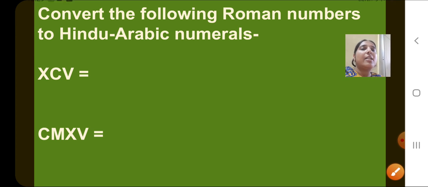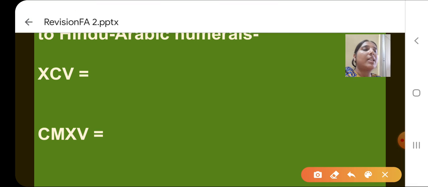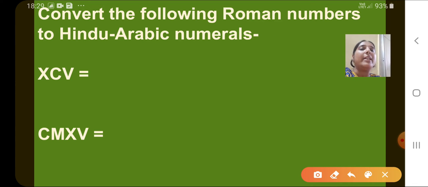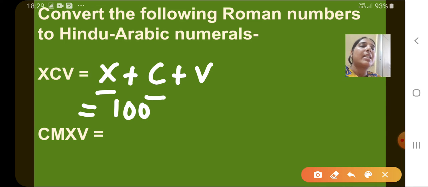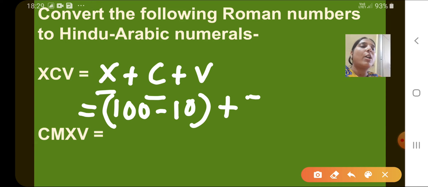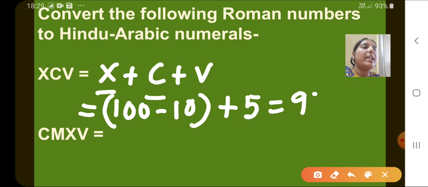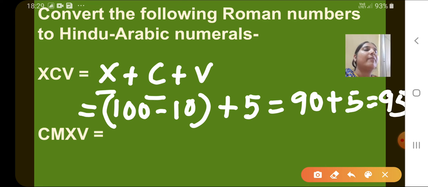Okay, now let's see some more examples. First this number is XCV. Let's write them separately: X plus C plus V. There you can see the smaller unit is coming to the left of the greater value. So what does it mean? This will become 100 minus 10, isn't it? We'll subtract it, and this V stands for 5. So 100 minus 10, what will we get? 90 plus 5. So 90 plus 5, what will be the answer, children? 95. Okay.